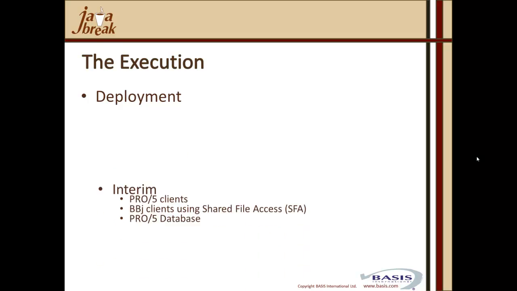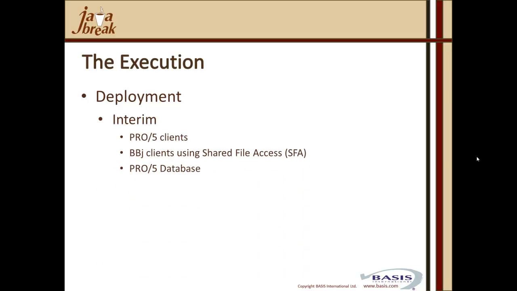Let's consider the deployment. Our interim deployment is to keep the Pro5 clients in place and introduce BBJ clients in a phased fashion, utilizing the shared file access capability of BBJ to share the same locking mechanism as your Pro5 clients. And that means the BBJ clients connect into the exact same database as the Pro5 clients. There's no change to the structure. So using the same Pro5 database. And then finally, we'll eliminate Pro5 from the equation entirely and merely have BBJ clients, being a mix of CUI and GUI and the BBJ database, which will give us additional functionality.